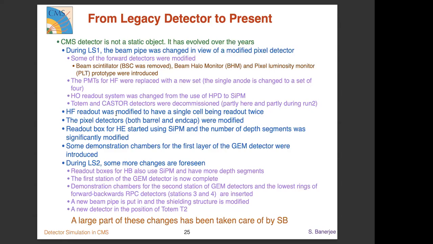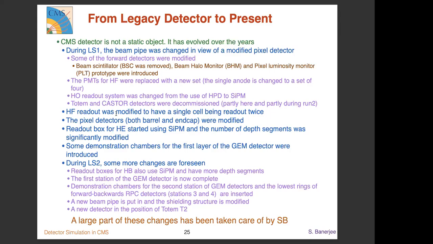After LS1, the HF readout was modified to have a single cell being read out twice. That's what I just explained a few minutes ago. We have a new pixel detector with both barrel and endcap. We have the readout boxes of the HE started using SiPMs, and the number of depth segments was significantly modified. We have some demonstration chambers in the first layer of the GEM detector in 2017.